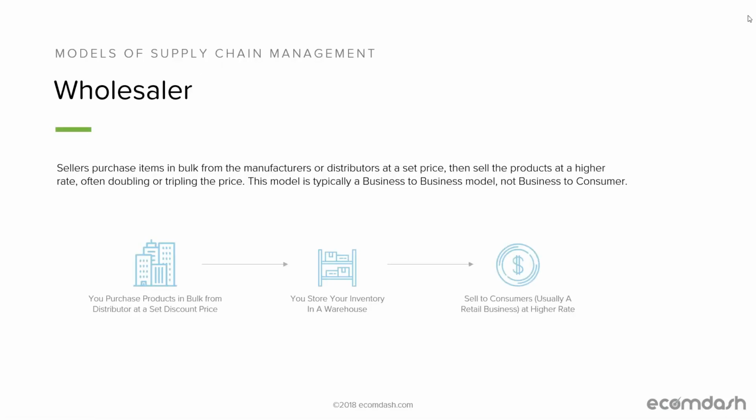Start off here as a wholesaler. Essentially, if you're a wholesaler, you're purchasing these items in bulk ahead of time at a set price, and then you turn around and sell these online to get the profit. As mentioned here, these are normally business to business because of the large number of items and the high dollar amount. It's very rarely business to consumer.